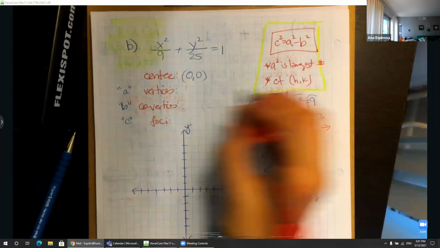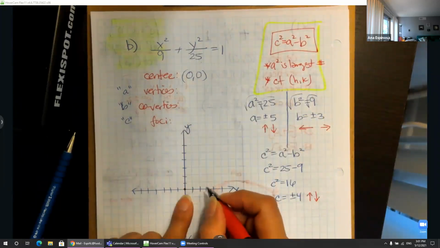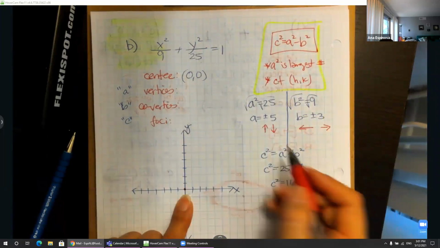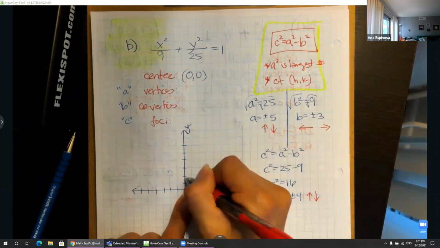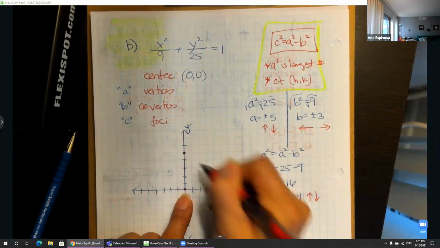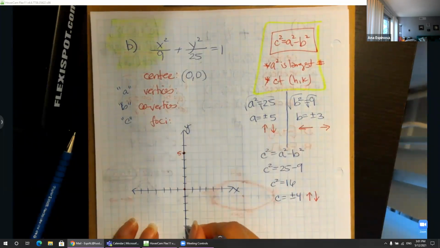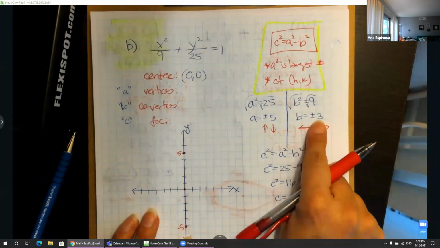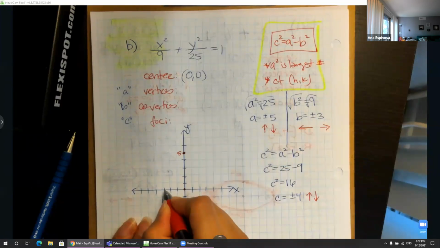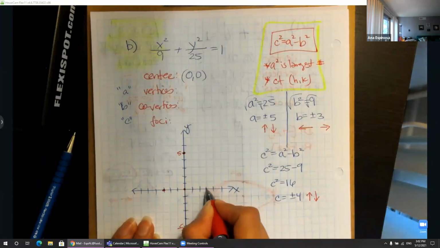All right, center, started off with center. Now follow your own instructions, assuming they are correct. 5 up, down. 1, 2, 3, 4, 5. Make a dot. 5 down. 1, 2, 3, 4, 5. Make a dot. 3 left, right. 1, 2, 3. 1, 2, 3.